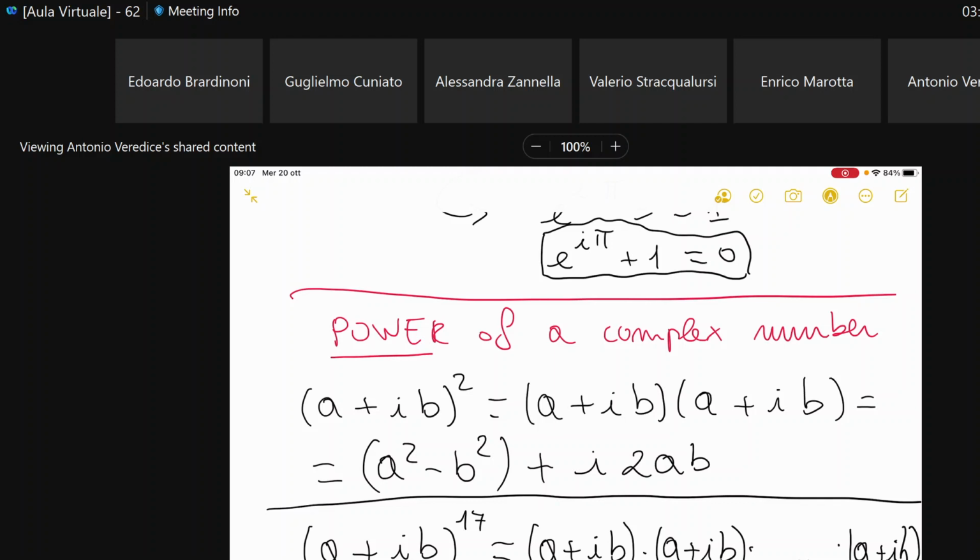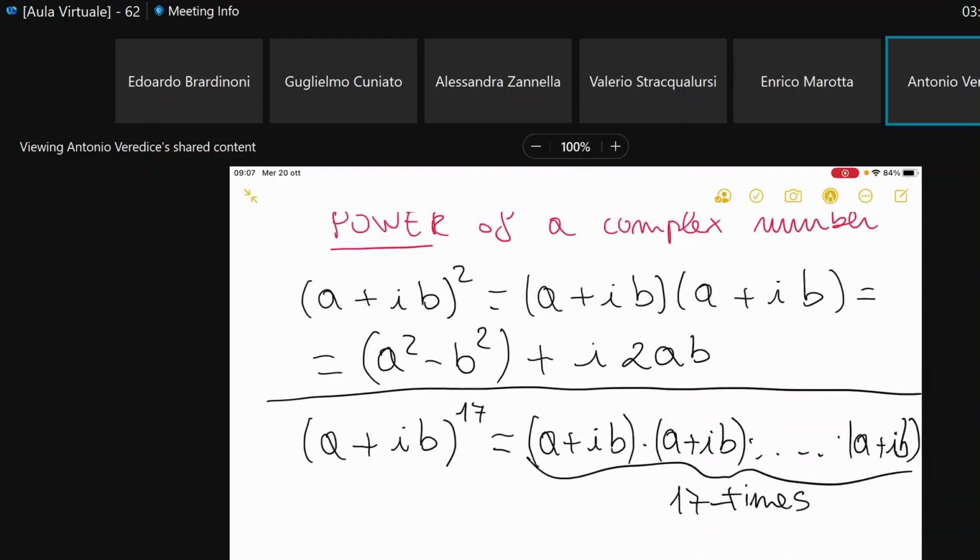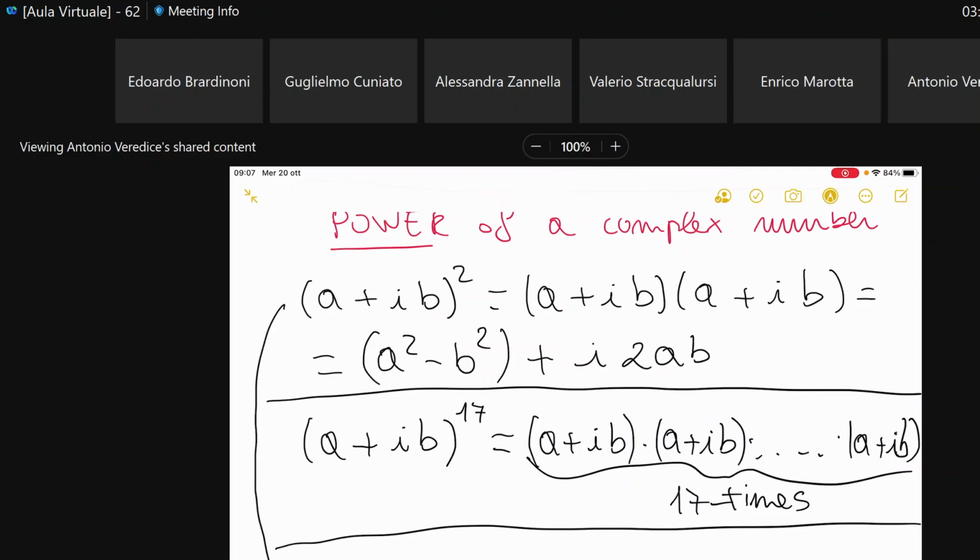And in this case, it's helpful to use the trigonometric or the exponential form. Okay, and I want to show you how to compute with the exponential form, introducing the De Moivre formula. But before introducing the formula, let's see again this product using the trigonometric formula.